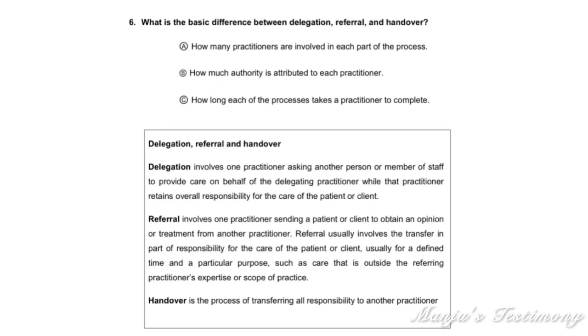So option A, how many practitioners are involved in each part of the process? What is the basic difference between? Okay, we are searching for the difference between these three terms. Option B is how much authority is attributed to each practitioner, and option C is how long each of the processes takes a practitioner to complete.